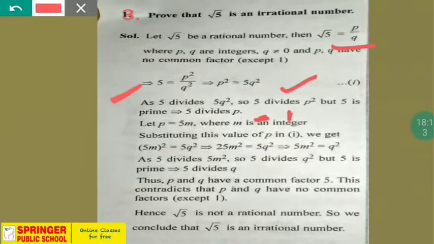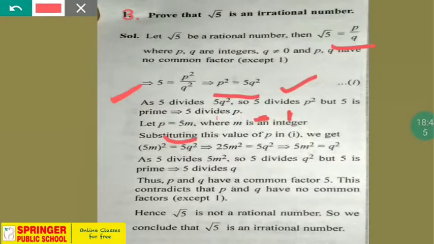Now if 5 is a factor of P, then P is a multiple of 5, and P can be written as 5M, where M is any integer. Now we will substitute this value P is equal to 5M in the given equation P square is equal to 5Q square. In place of P square, we write 5M square is equal to 5Q square. If we square it, it becomes 25M square is equal to 5Q square. That means 5M square is equal to Q square.